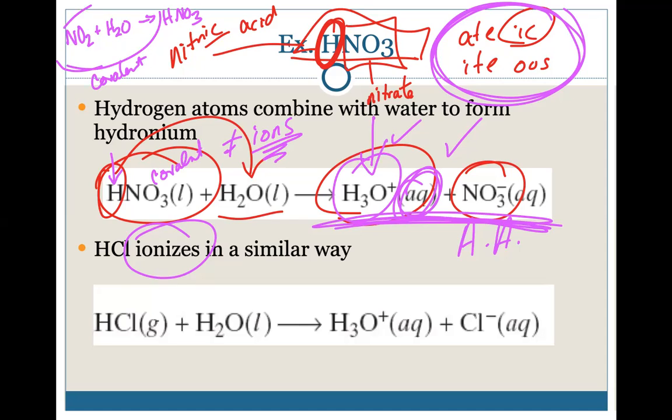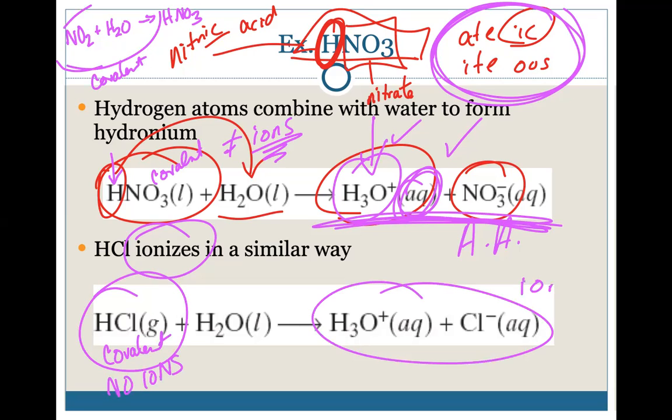HCl, similar thing. HCl gas, this is covalent, no ions. And then over here, ions, that's ionization. So again, aqueous, check, hydrogen ion, check, Arrhenius acid.